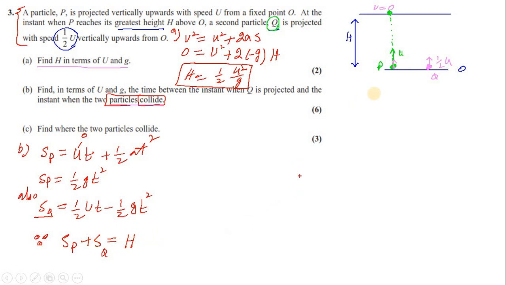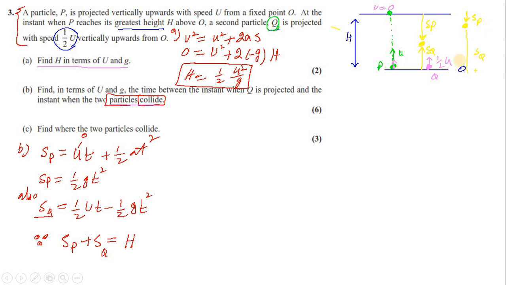Just for your understanding, suppose this is the position where the particles are colliding. The distance traveled by particle P is SP, and the height covered by particle Q is SQ. Remember, this is not necessarily the actual case, but why am I saying SP plus SQ equals H? Because at the point of collision, this is SP and this is SQ, and if you add these, it should be H. Even if the particles are colliding somewhere else, this will be SQ and this will be SP, and the sum of these two will always be H.